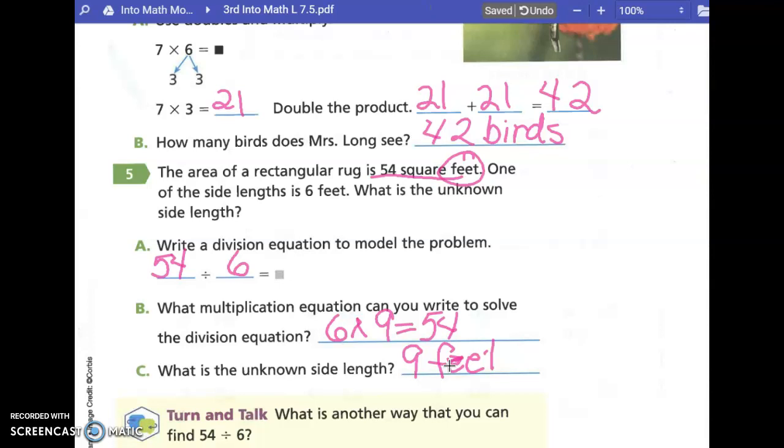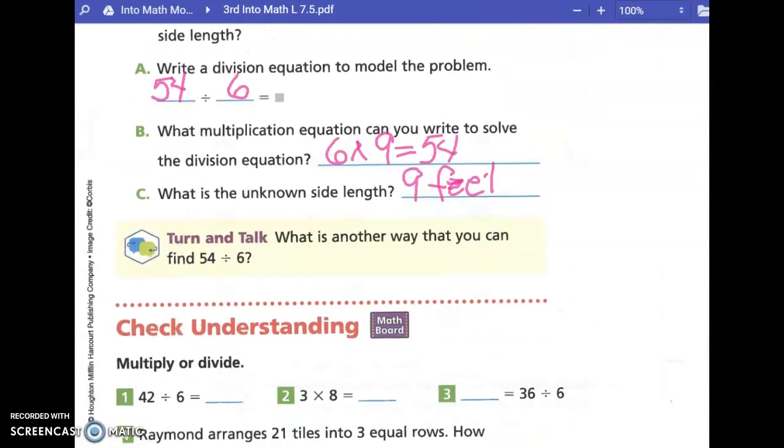Okay? What is another way that you can find 54 divided by 6? What else could we have done? Anthony? We could have counted backwards on a number line by 6s. Very good. We could have made a picture.